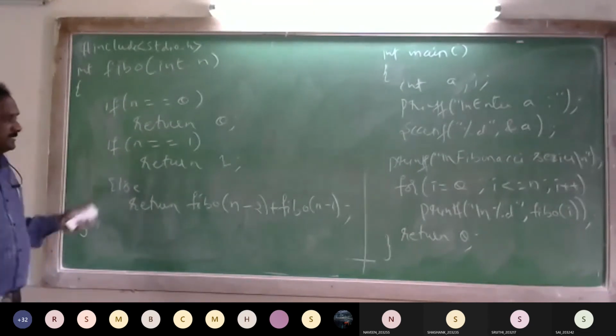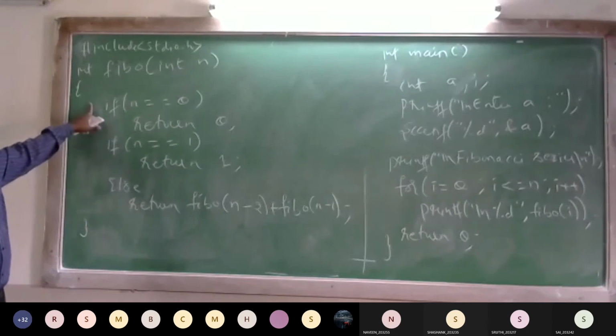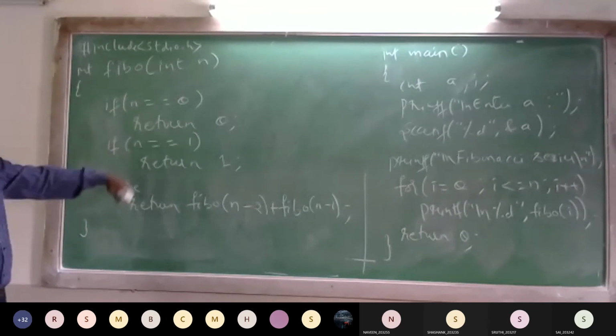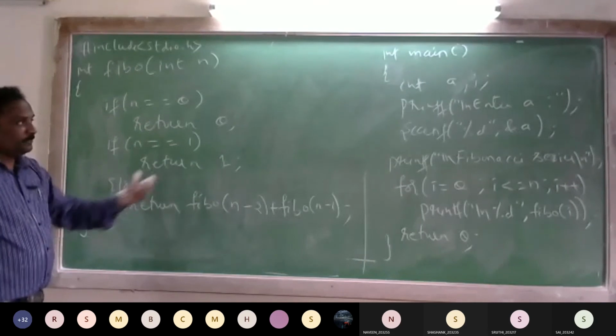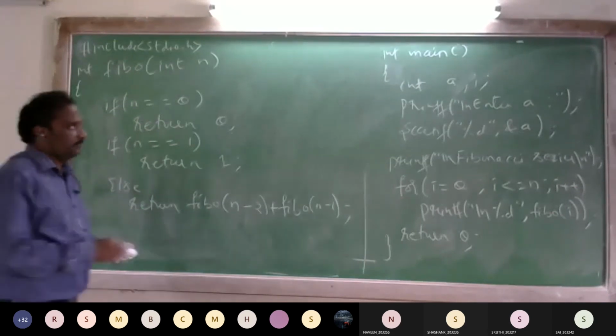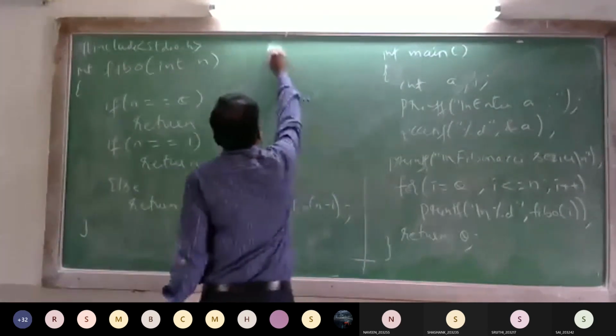Now there are two functions in this program. One is the Fibonacci function, Fibo, which I have taken, and the other is the main function. Whenever you run the program, the main function is always executed first. Now, enter the A value.